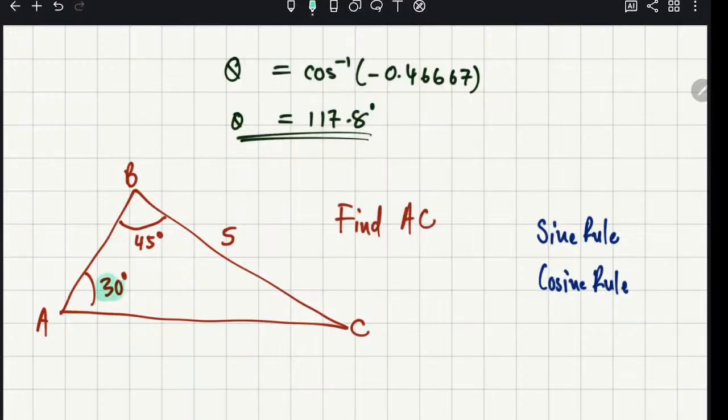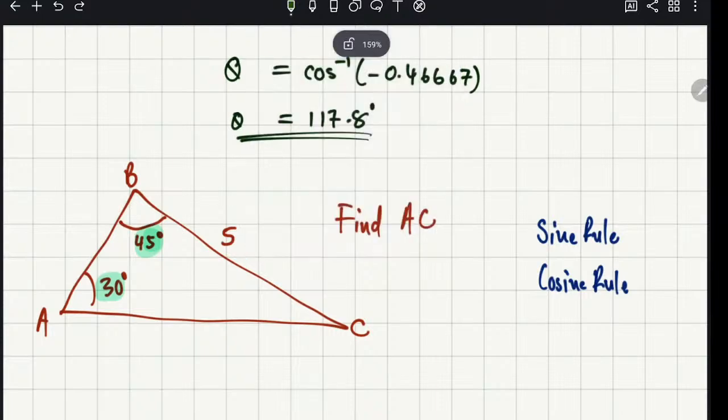We check 30. Is it included? Do I know this one? No. Do I know this? So it can't be included. Let's check 45. Is it included? Do I know this one? No. So it's not included because I only know one. I need to know both. So included angle is not there.